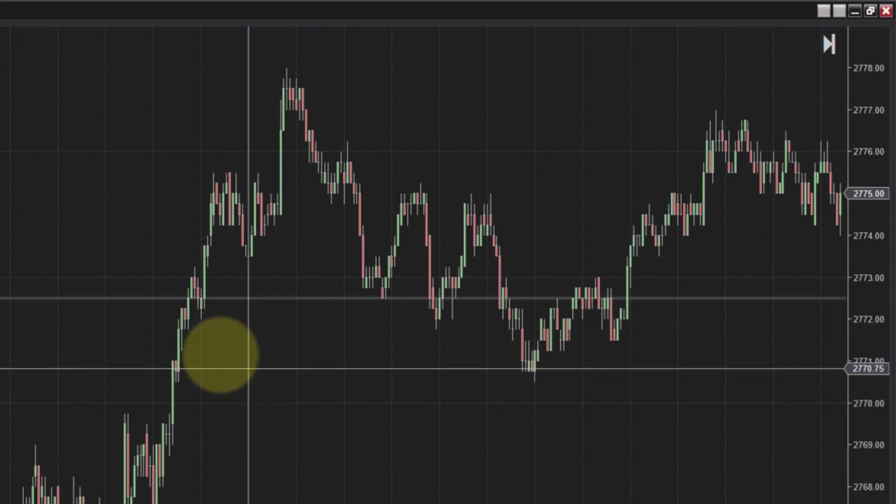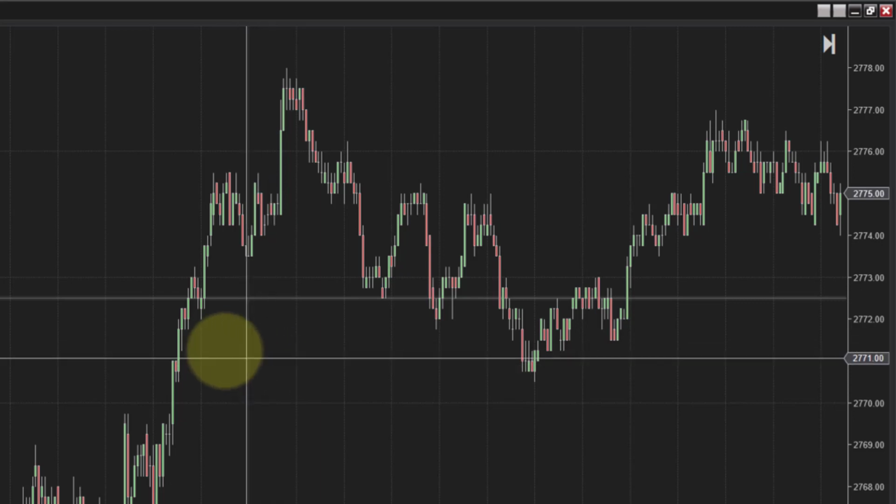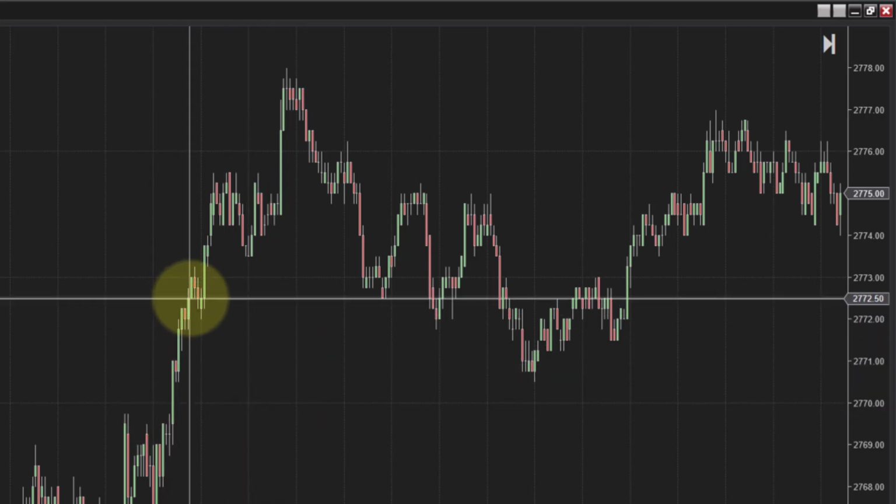You just might be early. Okay, so in some ways I regret mentioning that, but I think it's a very important concept to understand. As price came up and tested this level, it did not have succession.